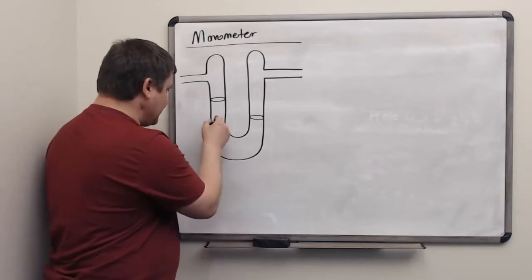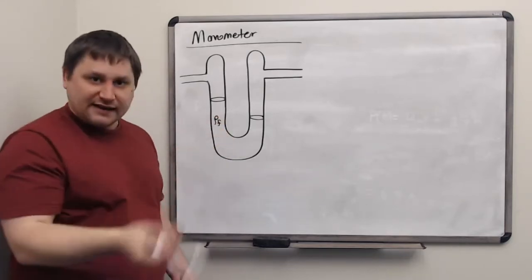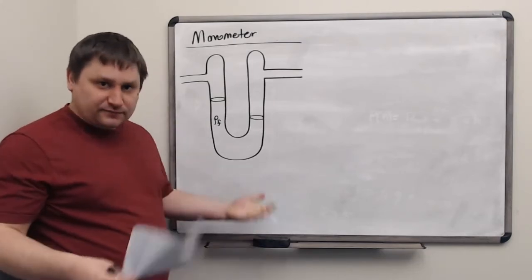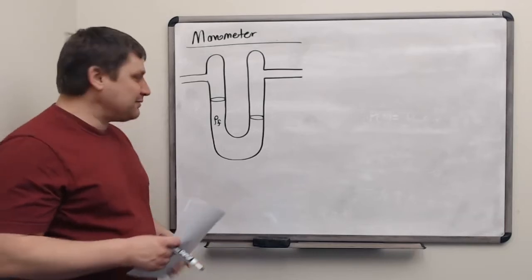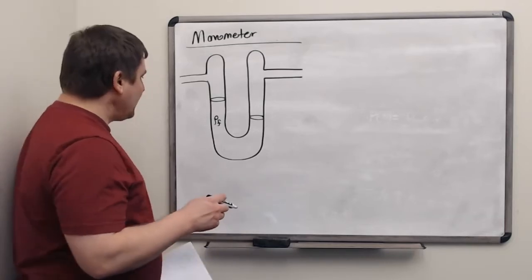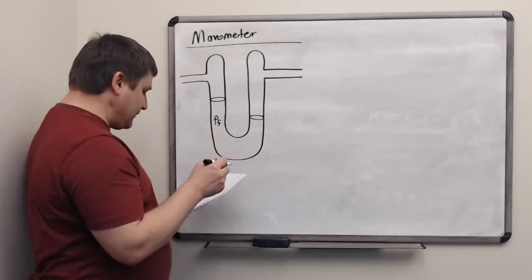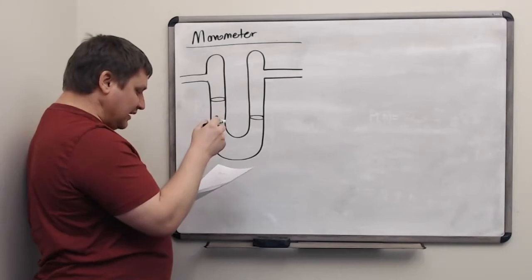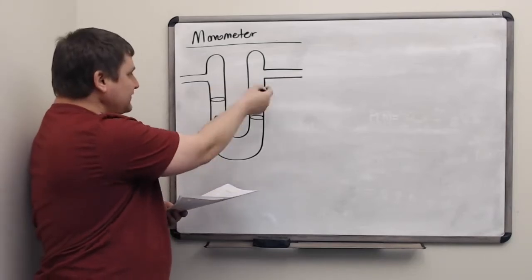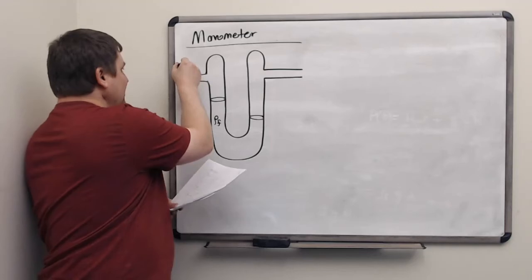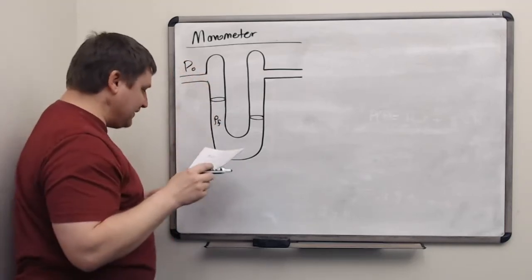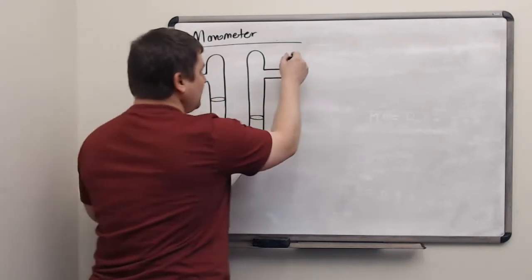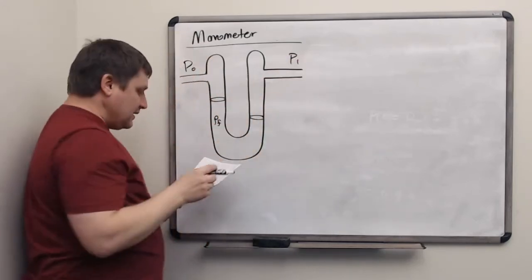So there's a density here, a fluid that you know its density, usually water, but it could be mercury or some other kind of oil that's more stable. And you fill the bottom of this tube with that fluid, and you have two valves allowing you to pressurize either side of this glassware. We'll call P0 the pressure on the left in the non-fluid region, and P1 the pressure on the right.